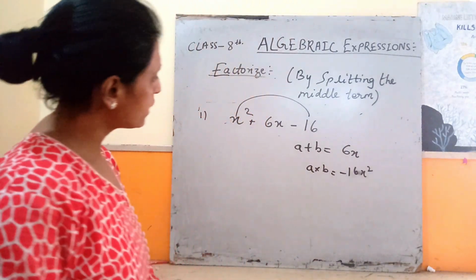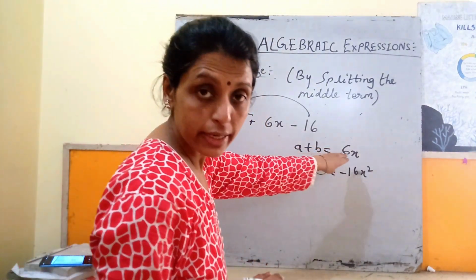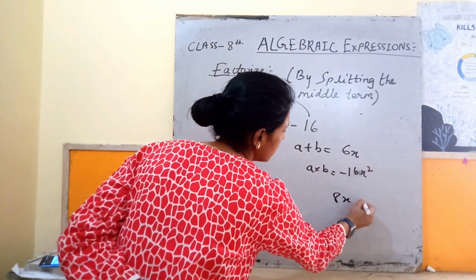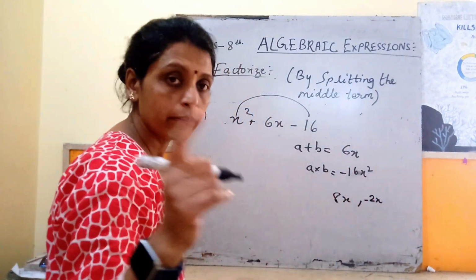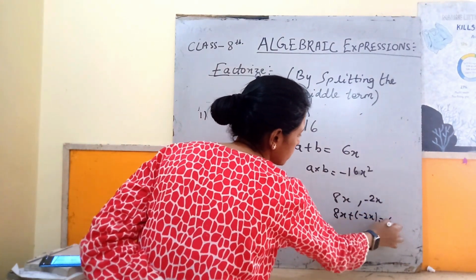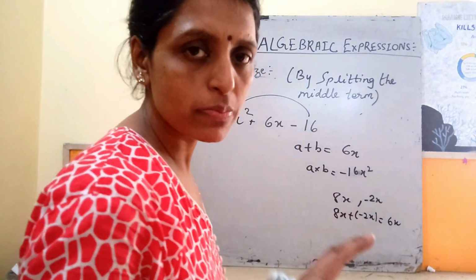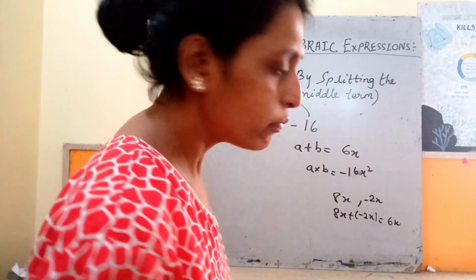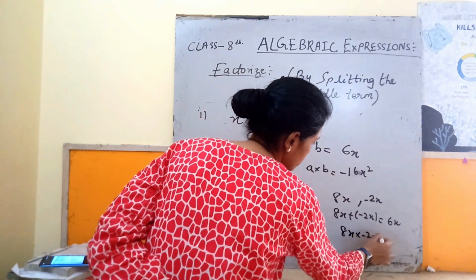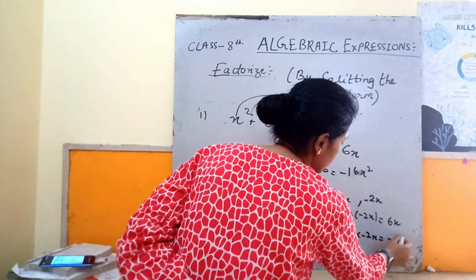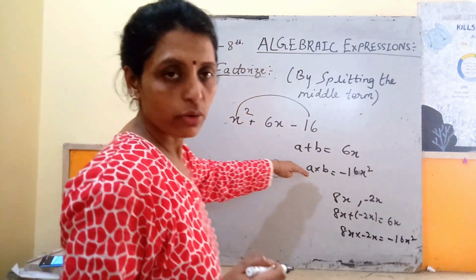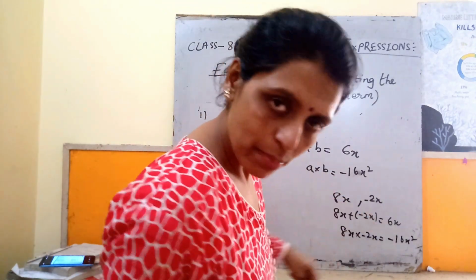So let's see what we can take such that the sum is 6x. It will be 8x and minus 2x. Why? Because when we add 8x to minus 2x, we get plus 6x, because plus minus is minus, but the sign will be of the bigger number. Then when we multiply 8x and minus 2x, we get minus 16x squared. So the two factors that we are going to take are 8x and minus 2x.